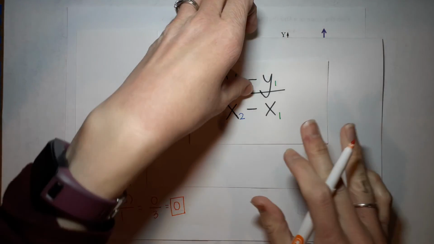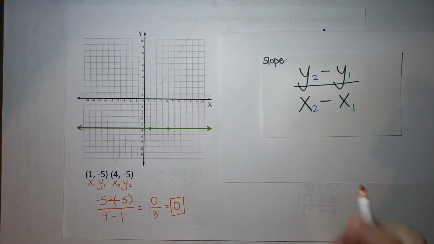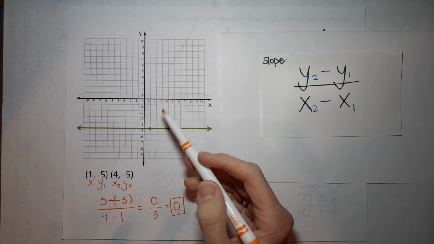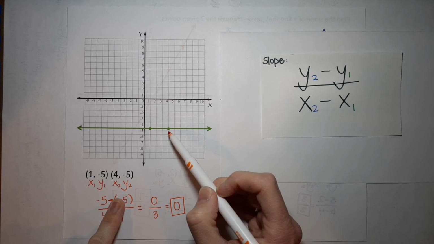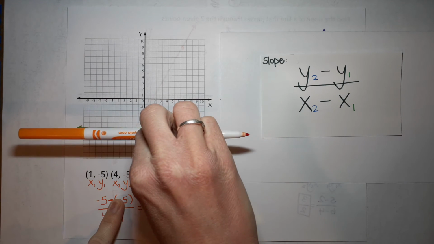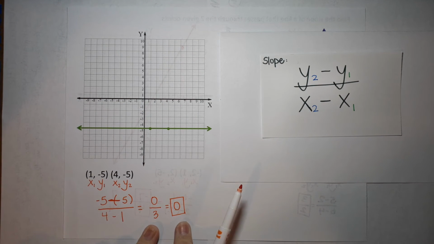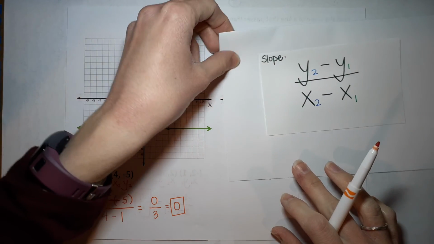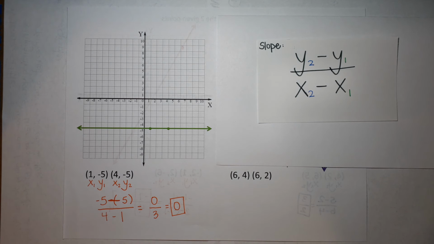What does that look like? I showed you an example at the beginning. It is a completely flat line, okay? So I have my points here, 1, -5, and 4, -5. And the line that goes through those is just completely flat. That is what a slope of 0 looks like. Okay, now let's do our last one.